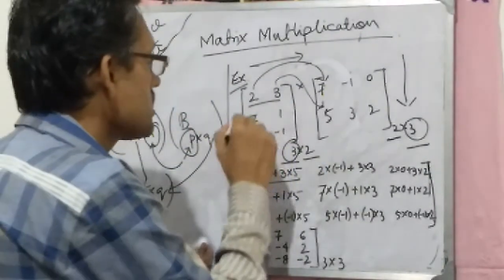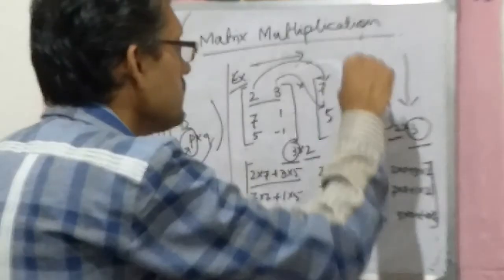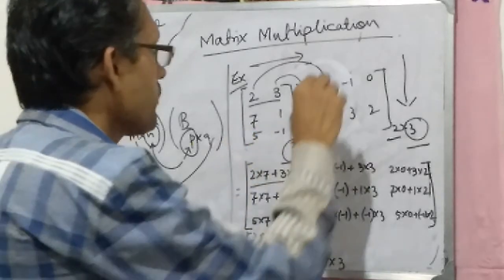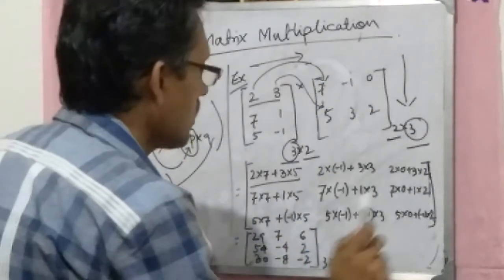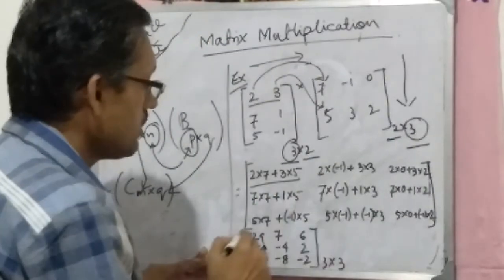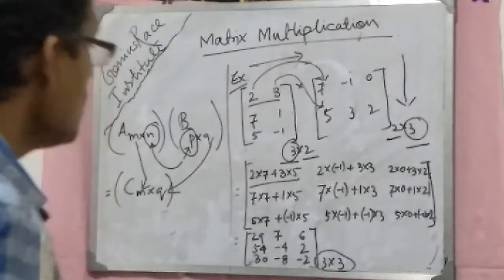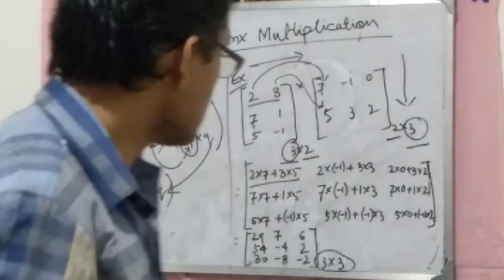Similarly for the second row, first column, second column, third column, we got this result. For the third row, first column, second column, third column, the result is like this. So after calculating, we are getting this result, but with this order. So this was the concept of matrix multiplication.